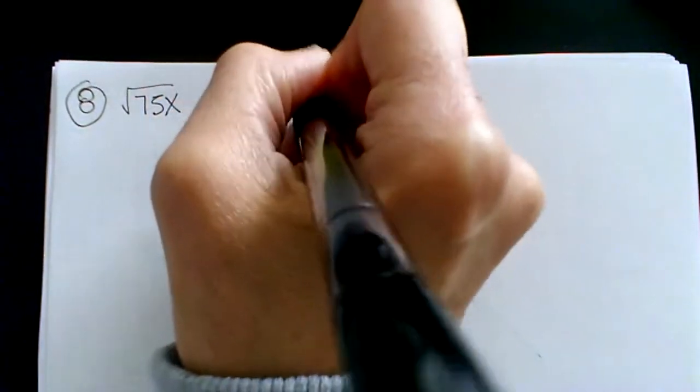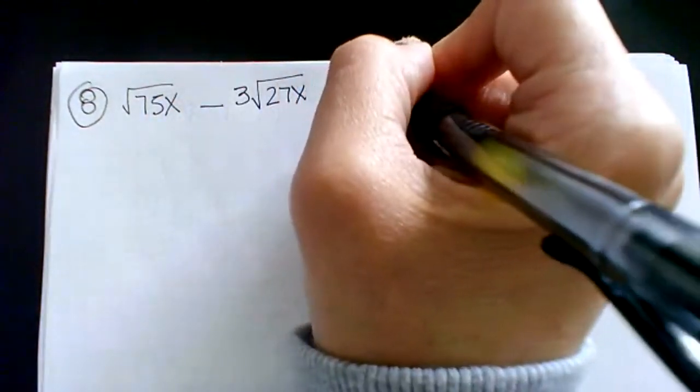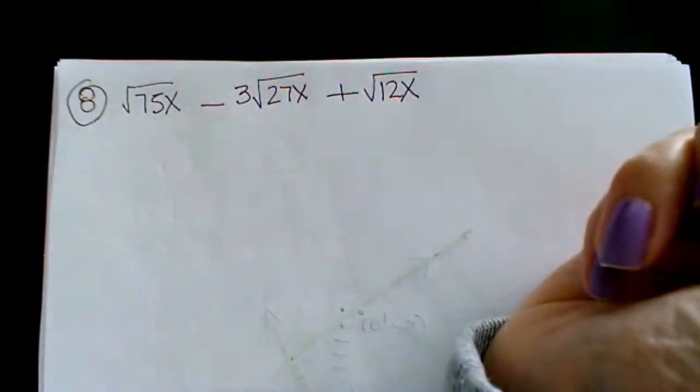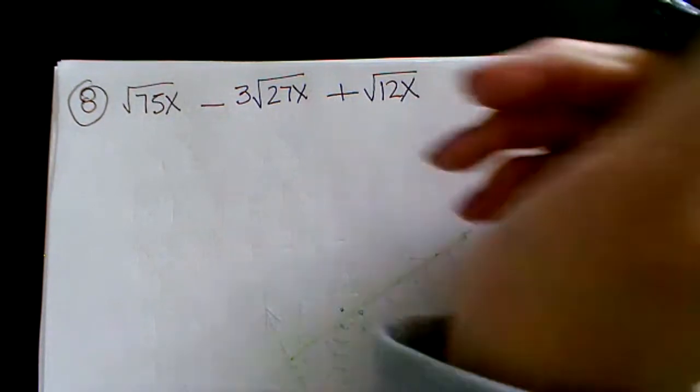Let me do another one. So we have, I think this one is 8. This is the square root of 75x minus 3 square root of 27x plus 12x. All right, there we go.